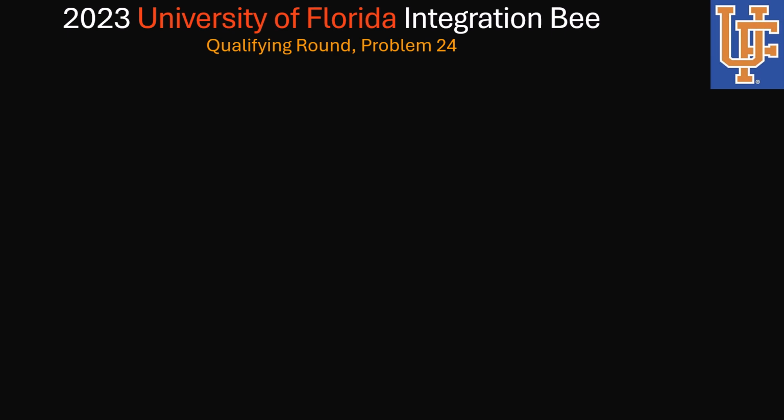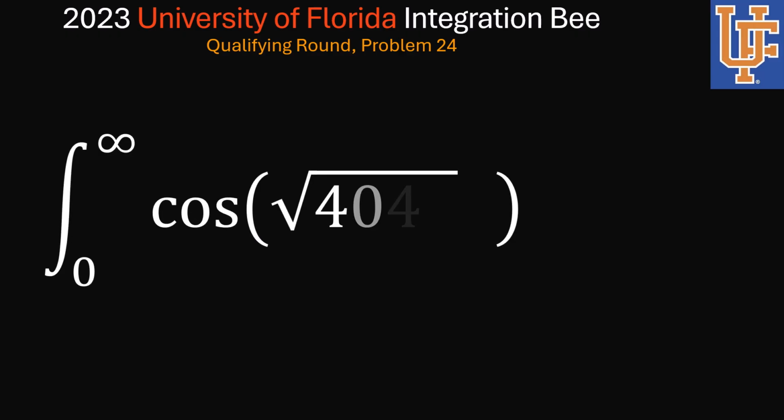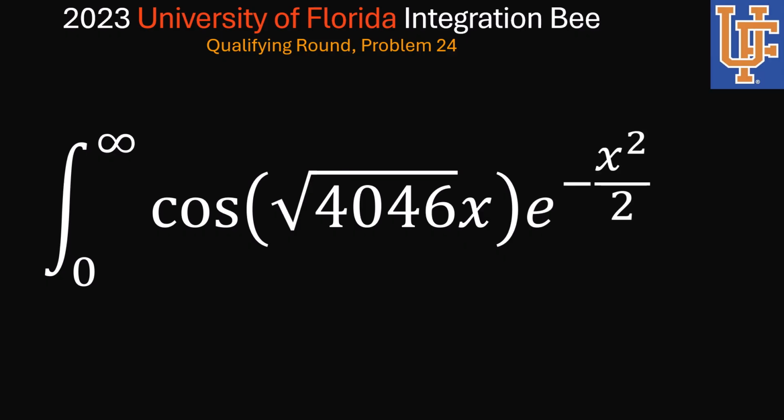Today we are still on the 2023 University of Florida Integration Bee qualifying round, problem number 24. The problem looks as follows: the definite integral from x equals 0 to infinity of cosine of the square root of 4046 x times e to the power negative x squared over 2. This is an interesting problem. It involves a look into the complex plane, but also some knowledge of the Gaussian integral is required here.